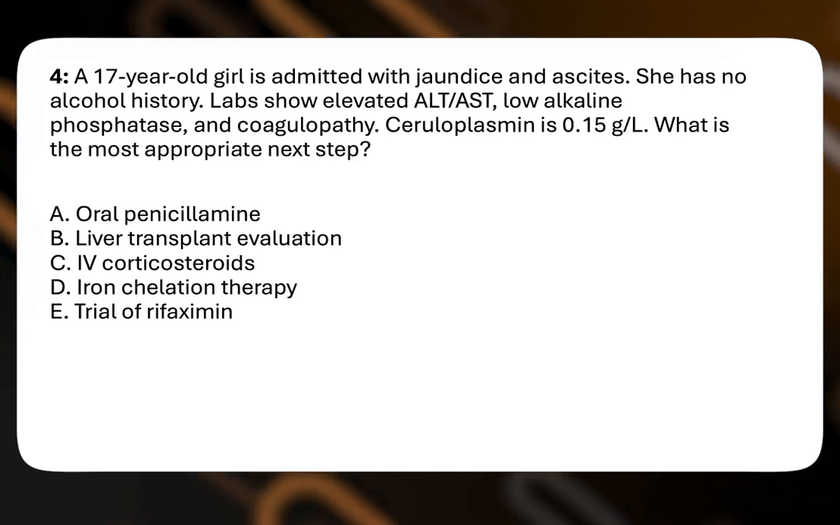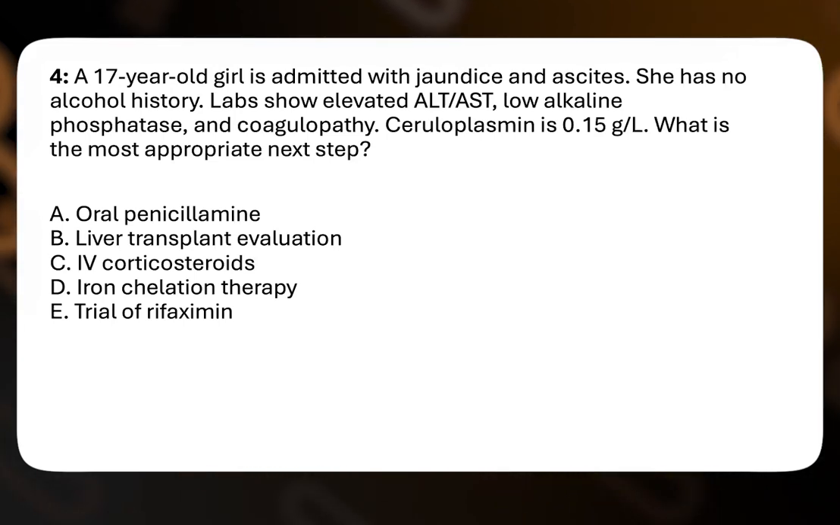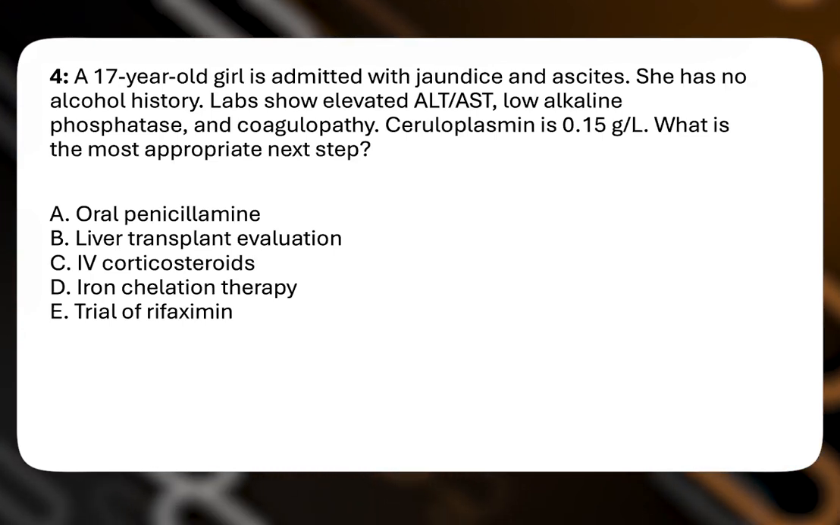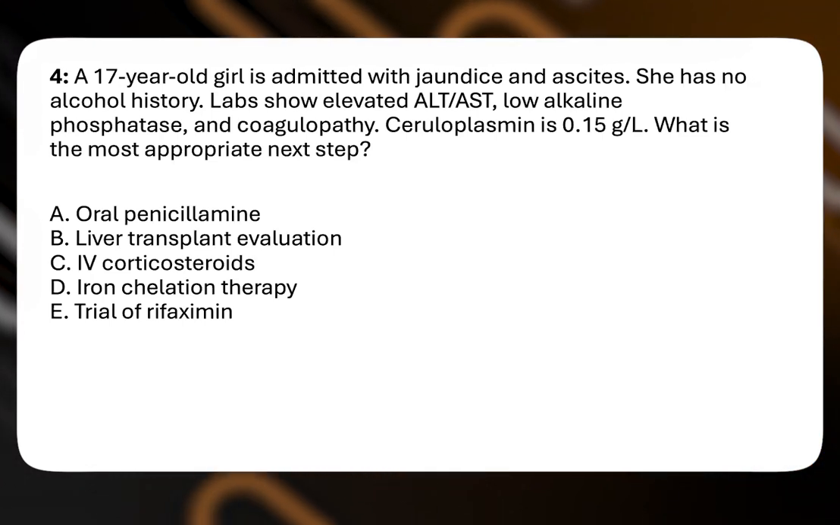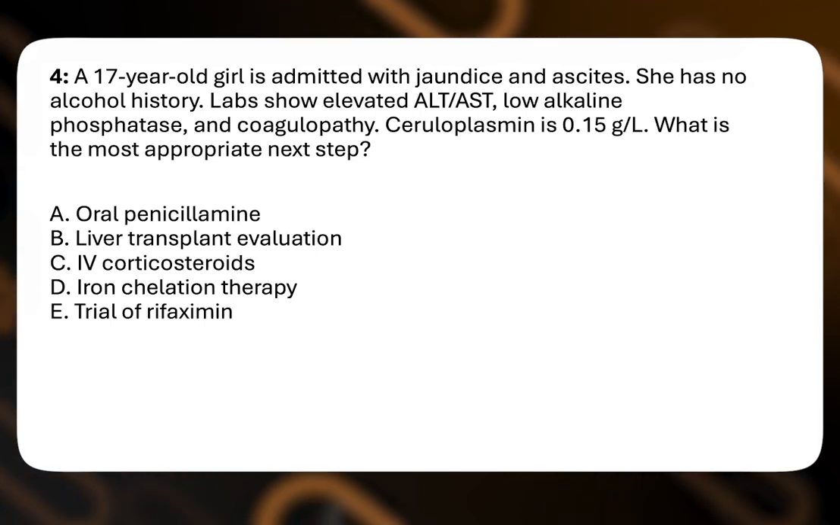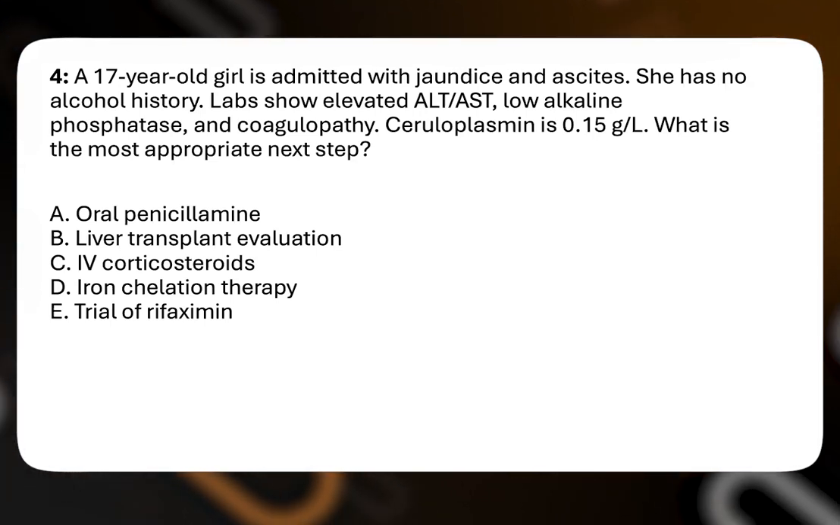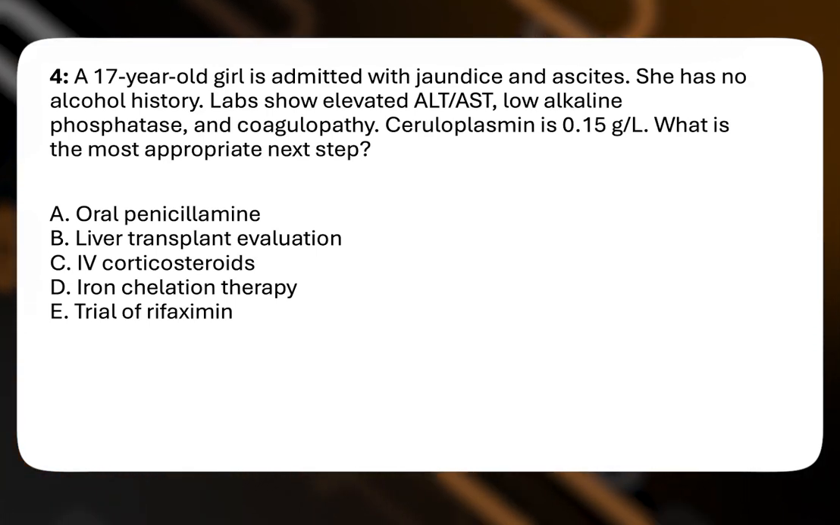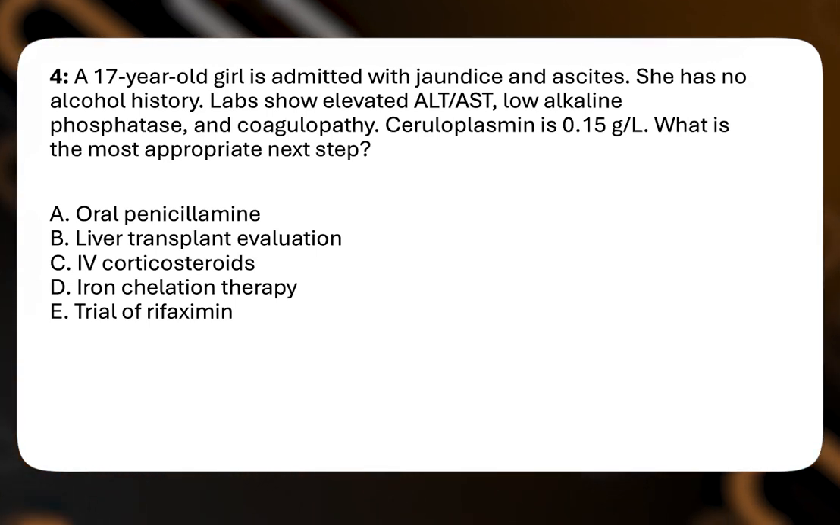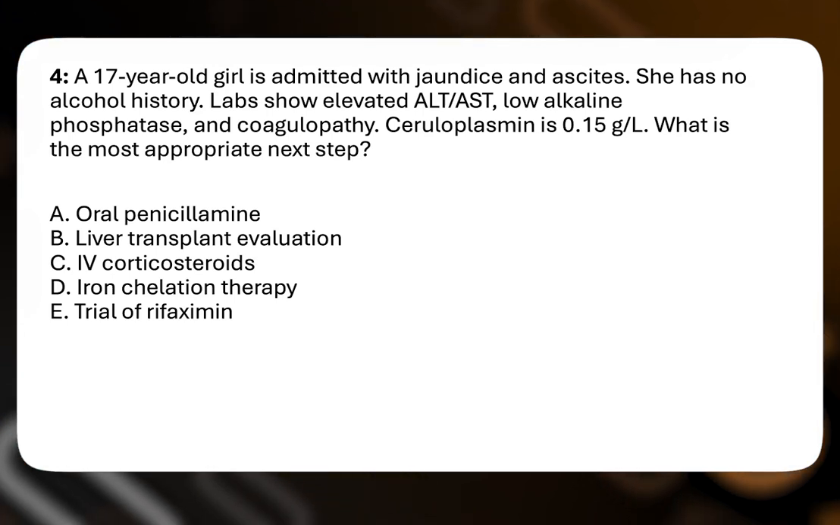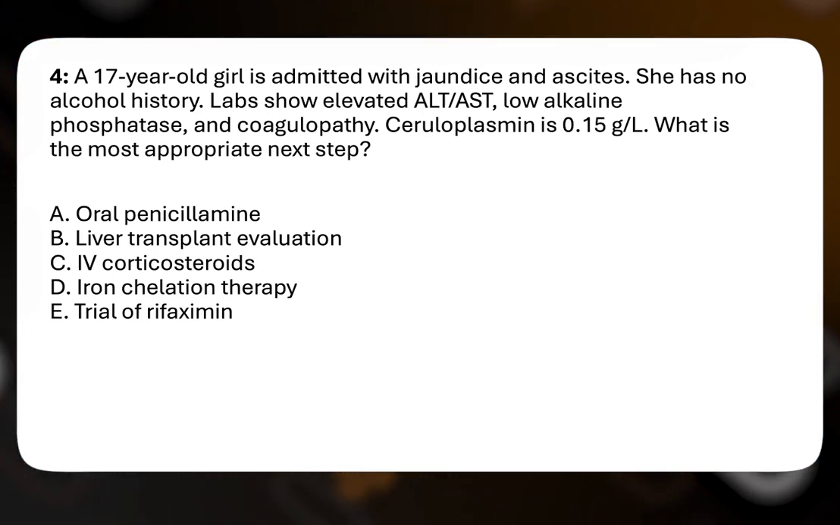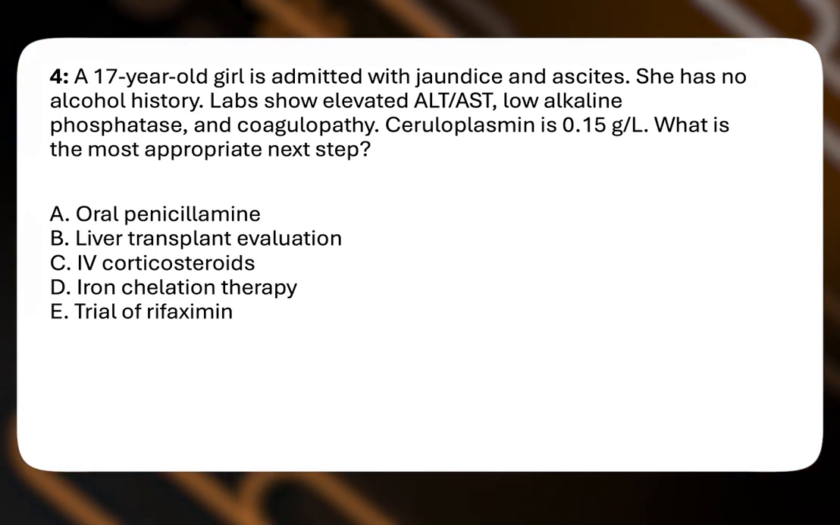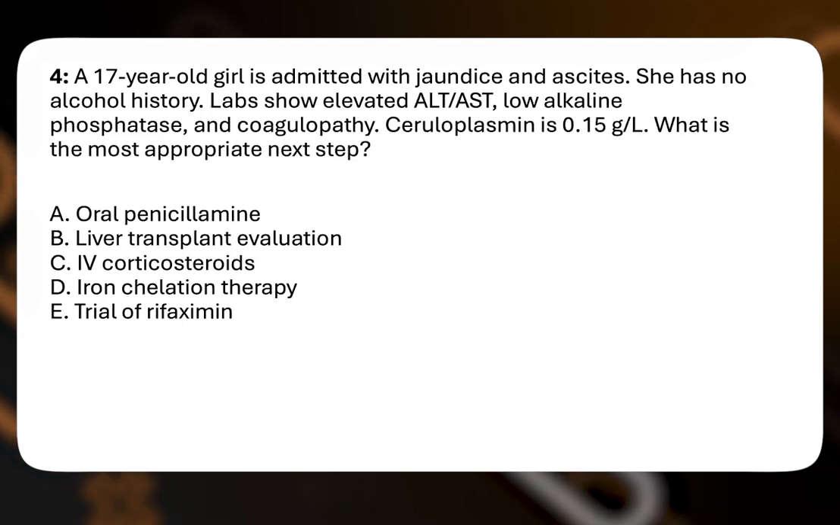Although this maybe can be an MRCP part 2 question. This is a 17-year-old girl with jaundice, with ascites, no alcohol history, ALT is elevated, low alkaline phosphatase, coagulopathy, ceruloplasmin is low. You have to make the diagnosis first here. What is the diagnosis? The only hints here are no alcohol use and the ceruloplasmin level. Otherwise, it can be any chronic liver disease or acute liver disease going into fulminant hepatic failure.